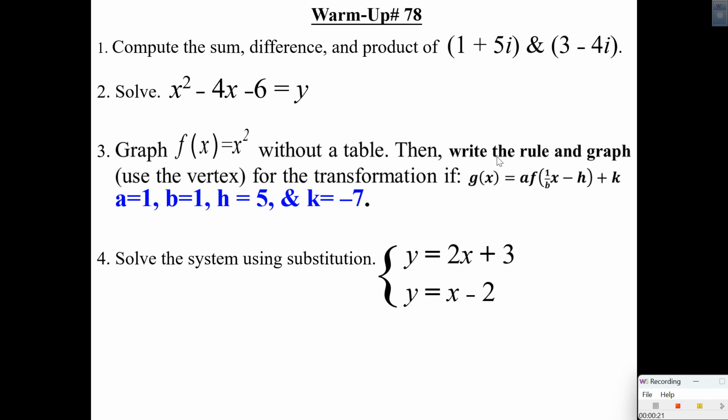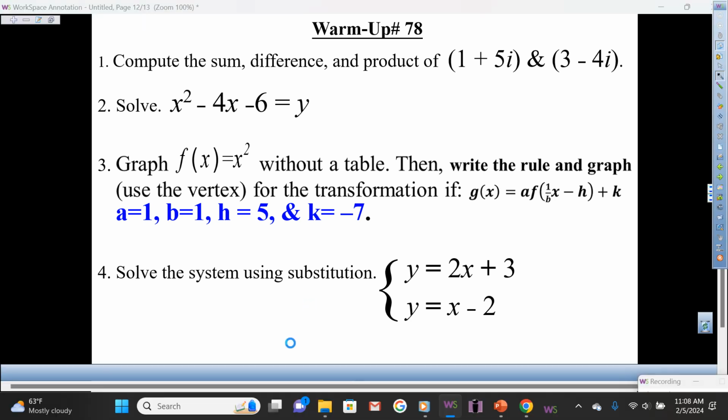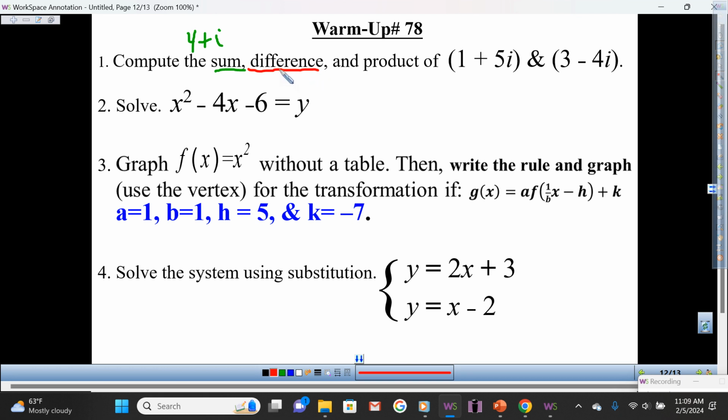Warm-up 78. So by now, number one should be automatic. Right? So, for the sake of time, addition, you should have gotten 4 plus I. Okay, here we go. Difference. We got -2 plus 9I. We good?